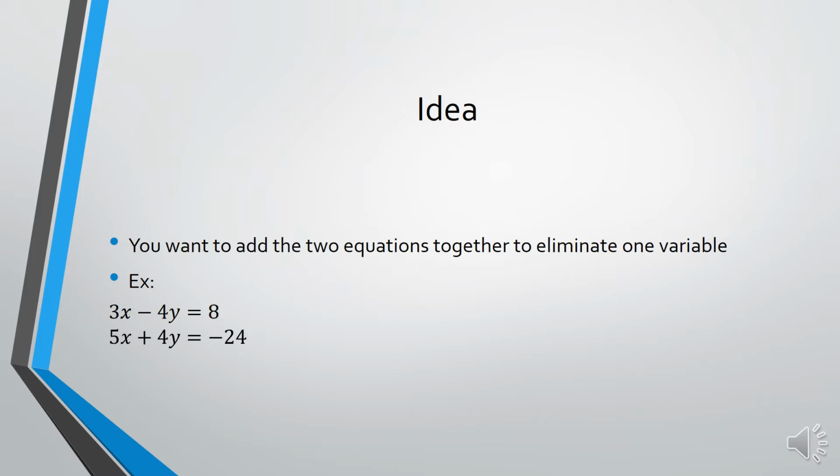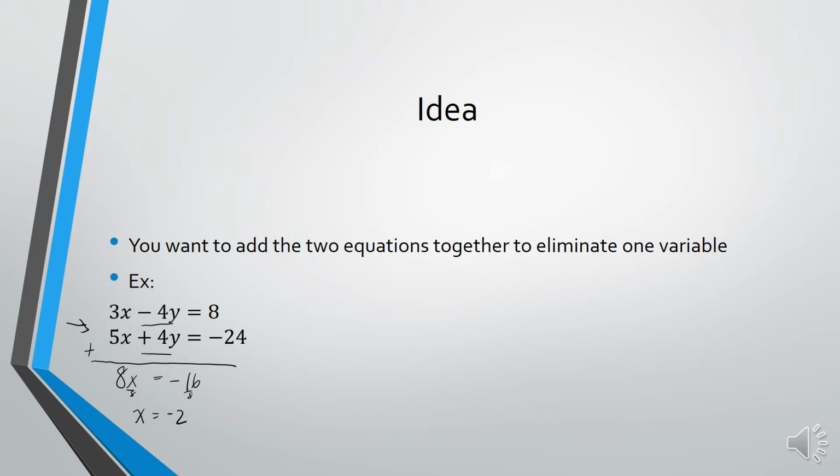So here I have this example. 3x minus 4y equals 8 and 5x plus 4y equals negative 24. And what you notice is that in my first equation I have negative 4y, and in my second equation I have a positive 4y. So what we can do is add these two equations together. And when we do that, we get 8x. The y's will cancel because negative 4y plus 4y is 0. And that's going to equal negative 16. And then I can solve for x by dividing both sides by 8 to get x equals negative 2.